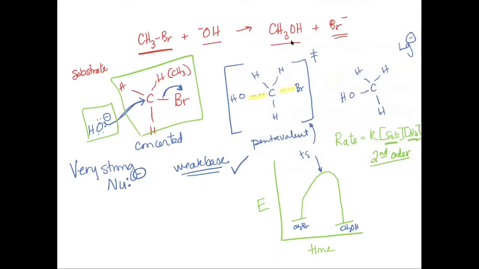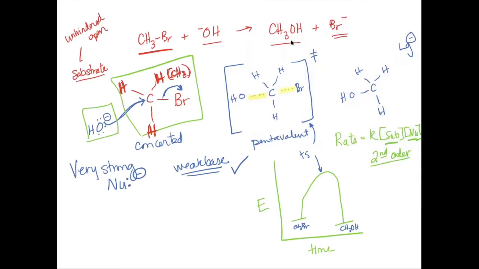Now, if we go back and talk about our substrate for a second, we want our substrate to be open and unhindered. In this case, we have 3 H's. One of them could be a methyl, so it could be primary or methyl. We want the substrate to be unhindered and open. And the reason for that is our nucleophile comes in from the backside.